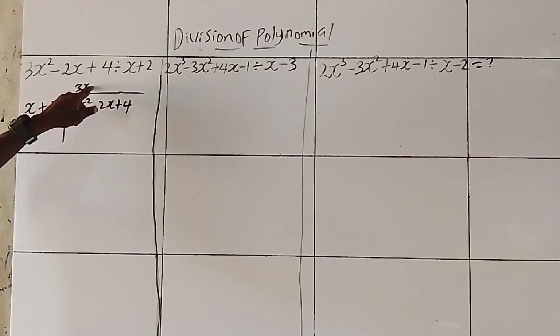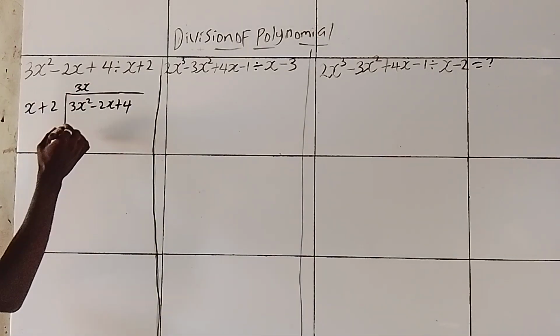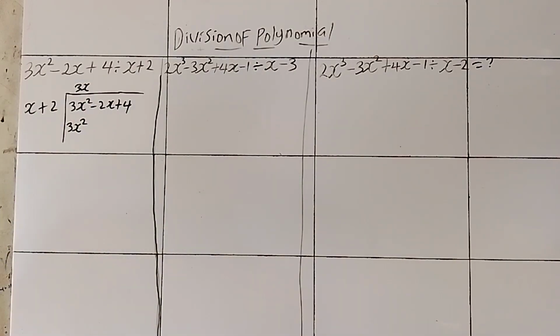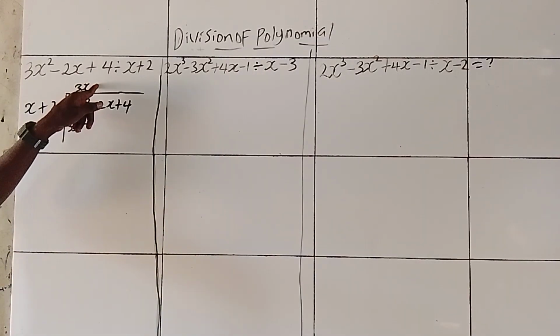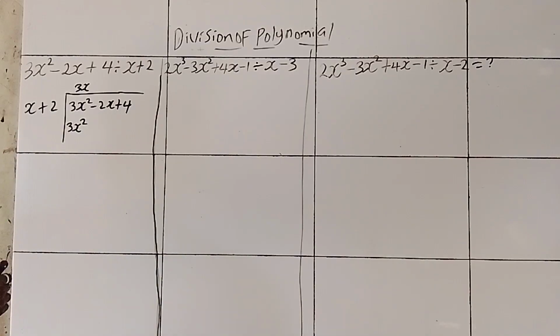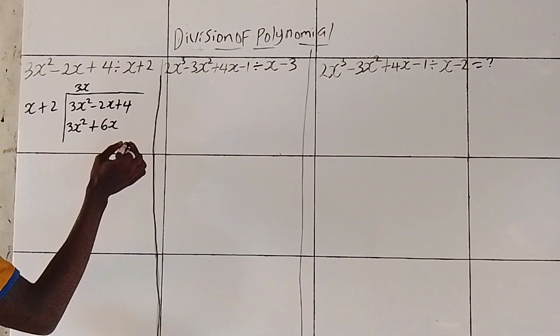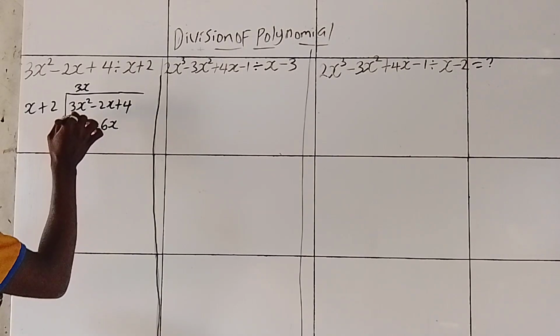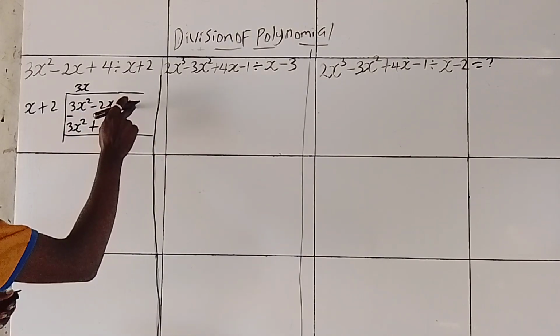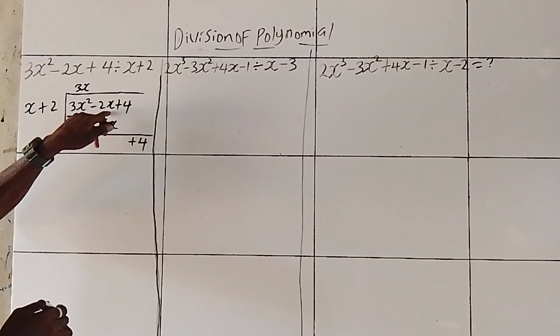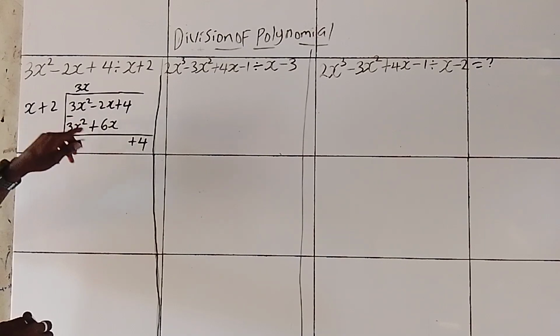So now what we are going to do is use it to multiply the first term of our divisor. So 3x multiplied by x is going to be what? 3x squared, right? Now 3x multiplied by 2, what is going to be the answer, everybody? 3x multiplied by plus 2 is going to be plus 6x, right? Now the next thing we need to do here is to subtract. Now you can see we can bring down our plus 4.